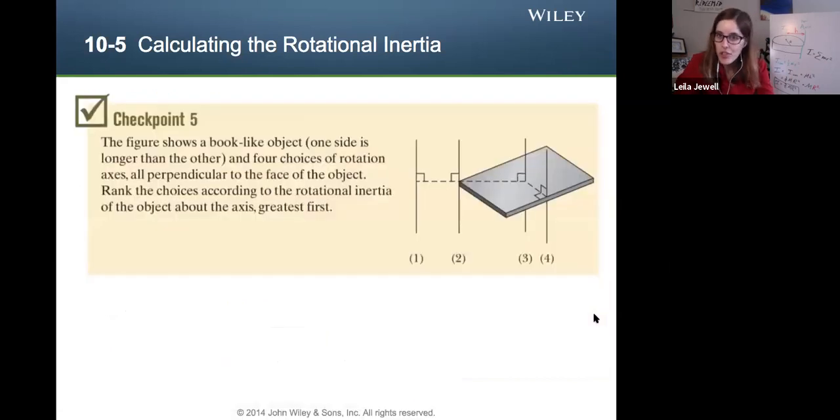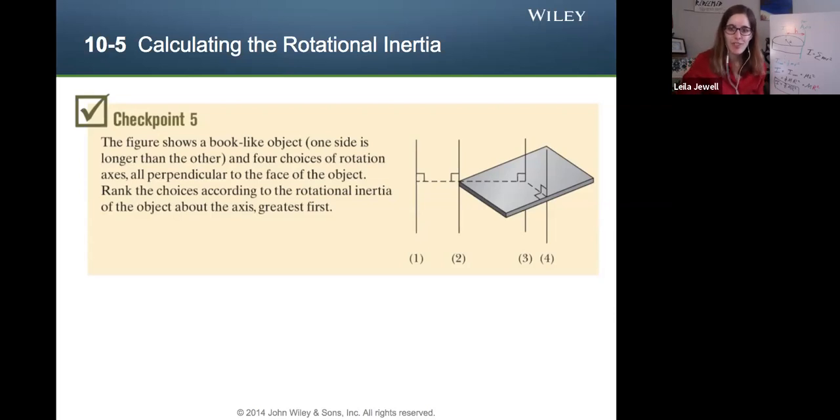Right, finally there's a checkpoint here. The figure shows a book-like object, one side is longer than the other, and 4 choices of rotation axes, all perpendicular to the face of the object. Rank the choices according to the rotational inertia of the object about the axis, greatest first. So I want you to take a moment to think about this. Go ahead and hit pause, and then we'll check back in a moment.